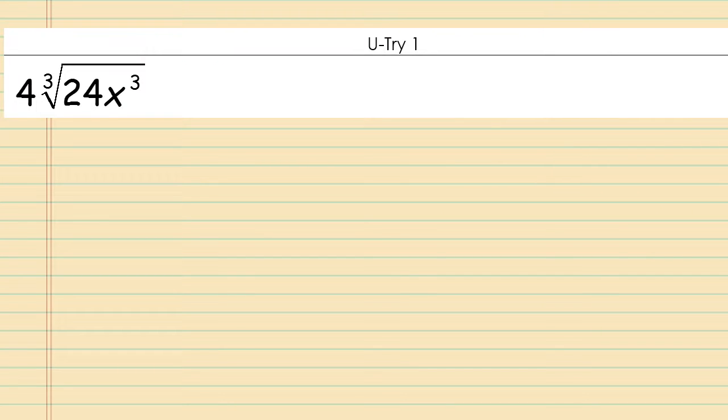Here's your U-try. Try to find perfect cubes as factors in 24.